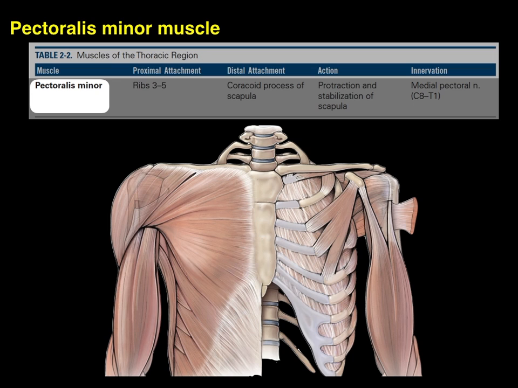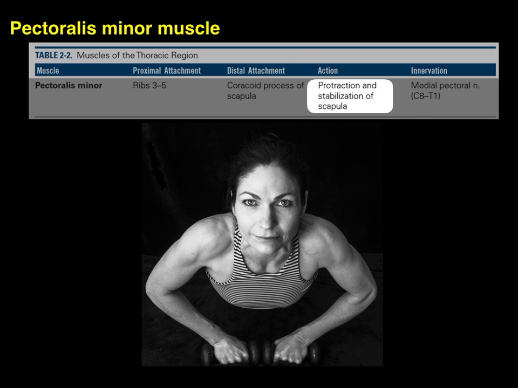Next is our pectoralis minor, and minor because it's smaller than the pectoralis major. It's also located deep to it. This muscle arises from ribs 3, 4, and 5, and then its distal attachment is along the coracoid process of the scapula, along with the short head of the biceps and coracobrachialis muscles. This muscle helps to stabilize the scapula, as shown in this picture of someone halfway doing a push-up and then they pause. It also helps slightly with protraction of the scapula.